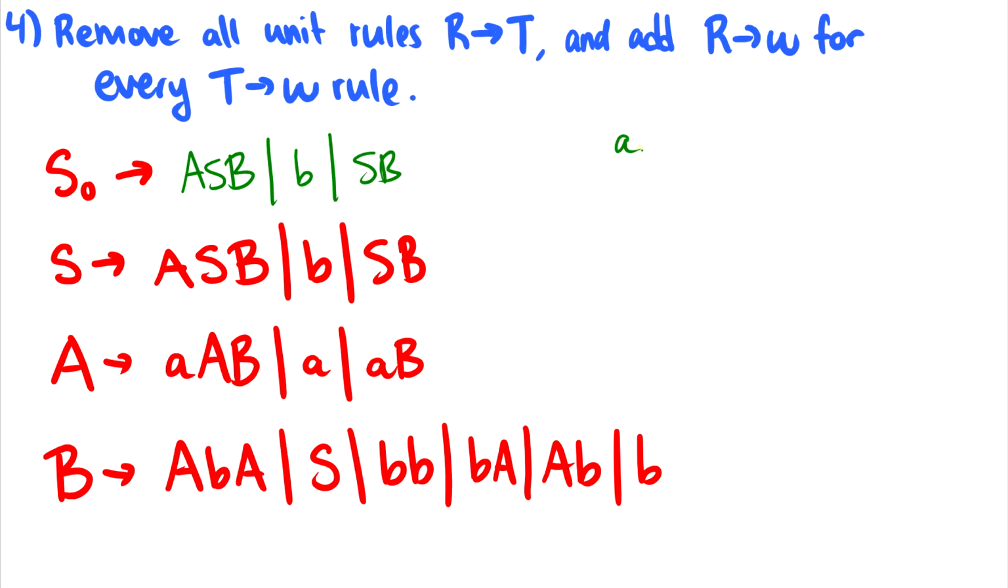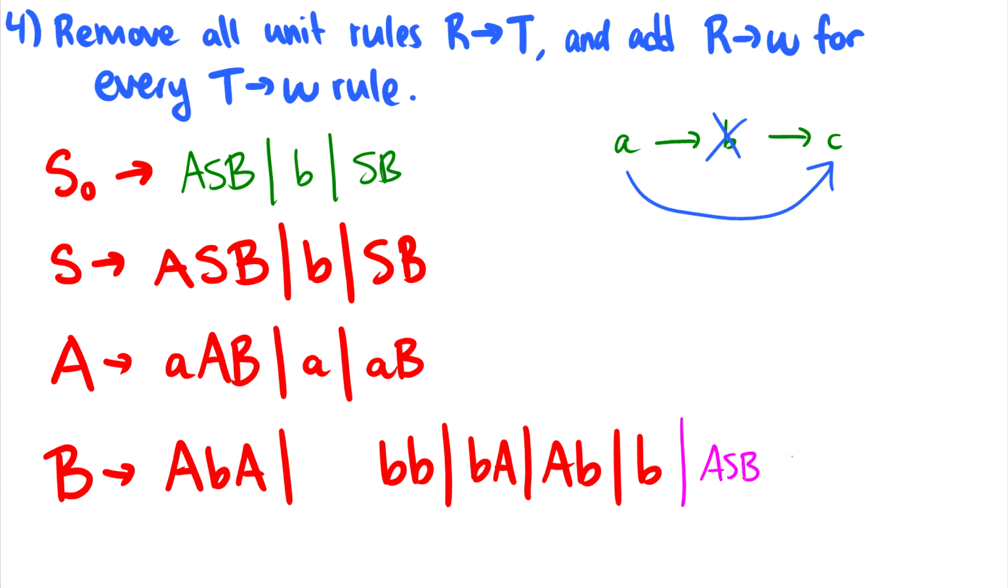So think of it like transitivity. If A goes to B and B goes to C, we're essentially removing B and just doing a straightforward line directly from A to C. And that's the process this goes through. In fact, we actually see another one here. We have B just going to S. So we're going to remove S here, and we're going to rewrite everything under S under B as well. So we will have B going to ASB, B going to B, and B going to SB as well.